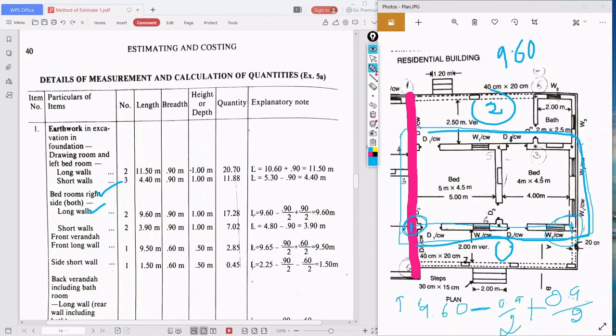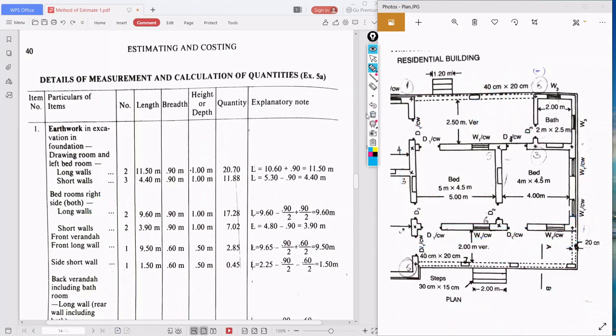Okay, so I'll repeat again because it is very important. What we need is the long wall length. But what happened? We have already excavated this part in the first method, that is drawing room and left bedroom. While doing that, we have already excavated this part. So now we know the center line length, from this center line to this center line, what is the length?